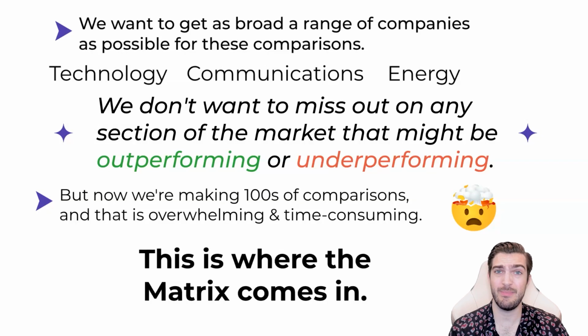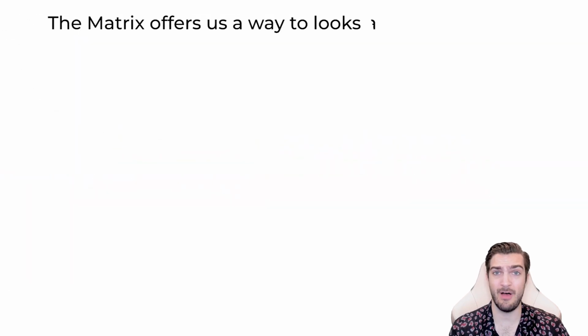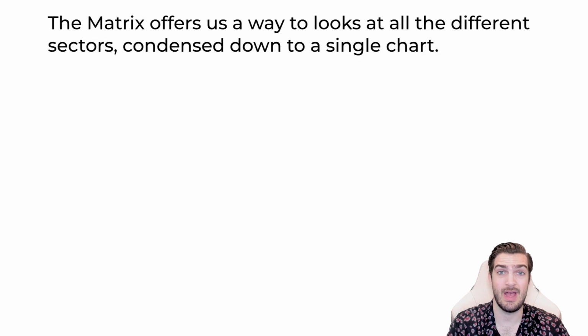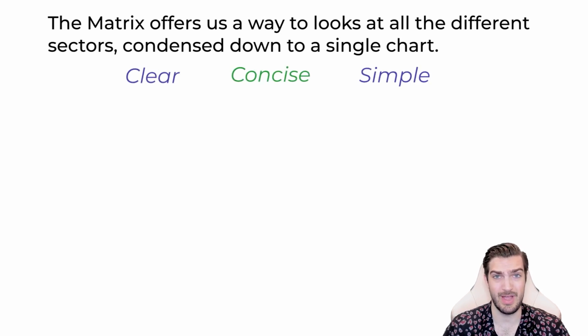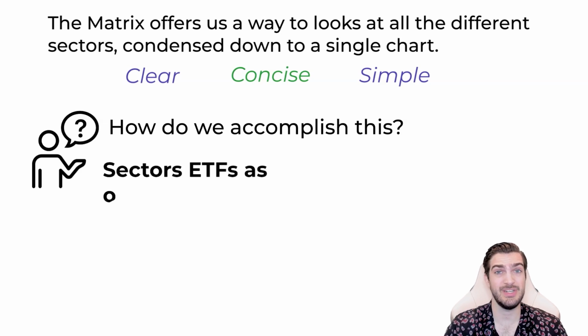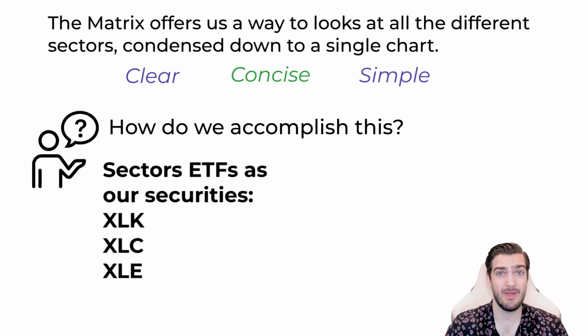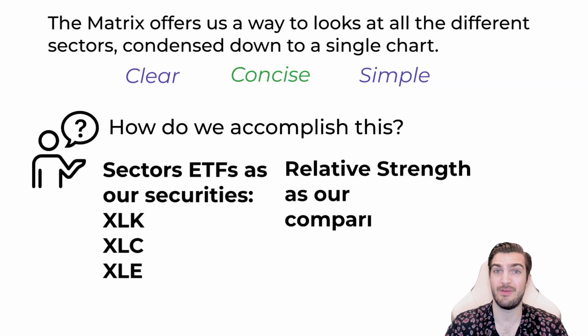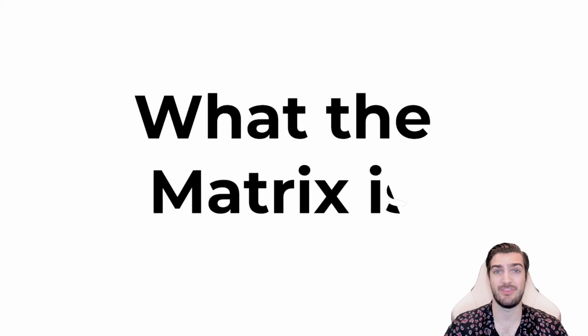So that's where the matrix comes in. The matrix offers us a way to be able to look at all of these different companies across many different sectors and be able to compare them all in a very clear, concise, and simple way. But how can we actually accomplish this? Well, the answer is much more simple than you might think. We can use sector ETFs as the investments that we look at, and relative strength as a way of comparing those different securities.